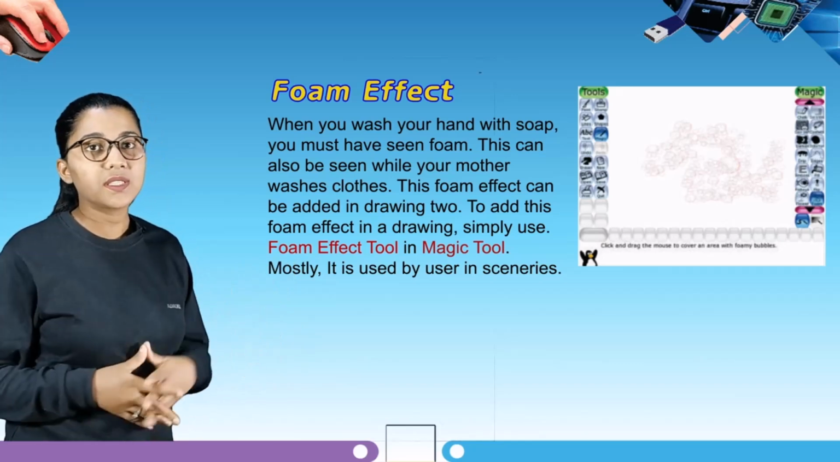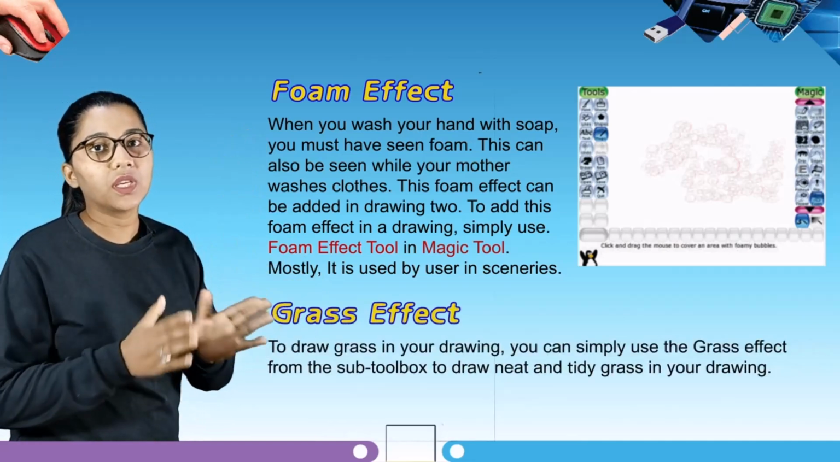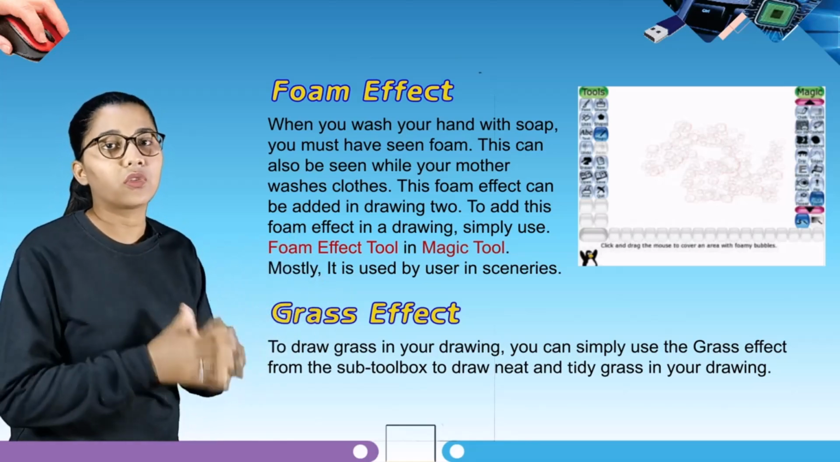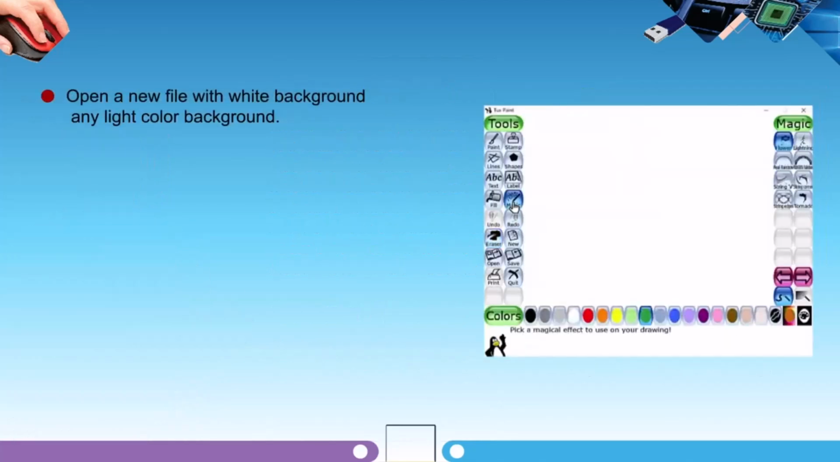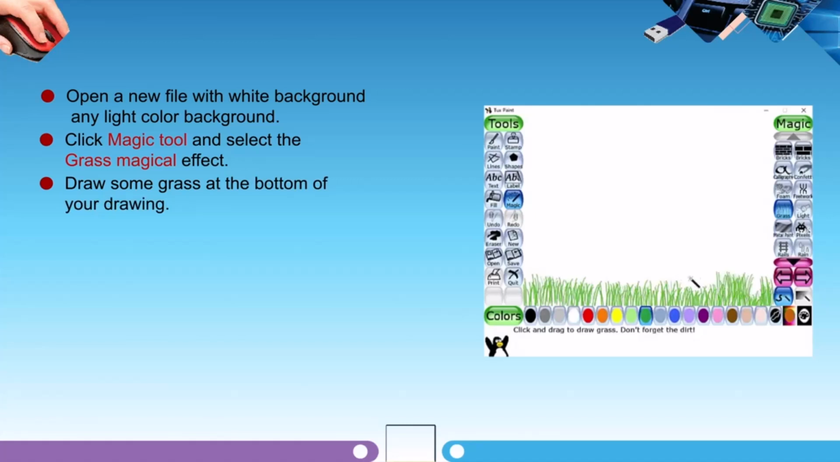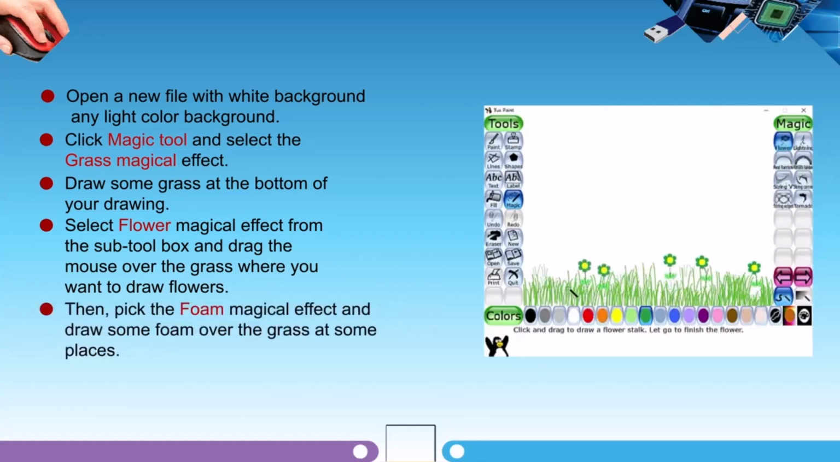Now our next topic is Grass Effect. To draw grass in your drawing, you can simply use the grass effect from the sub-tool box to draw neat and tidy grass in your drawings. Open a new file with white background, or any light color background. Click Magic Tool and select the Grass Magical Effect. Draw some grasses at the bottom of your drawing. Select Flower Magical Effect from the sub-tool box and drag the mouse over the grass where you want to draw flowers. Then pick the Foam Magical Effect and draw some foam over the grass at some places.